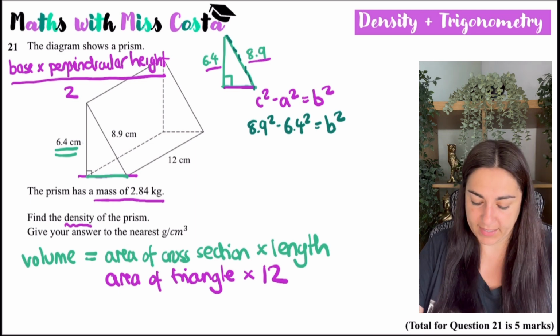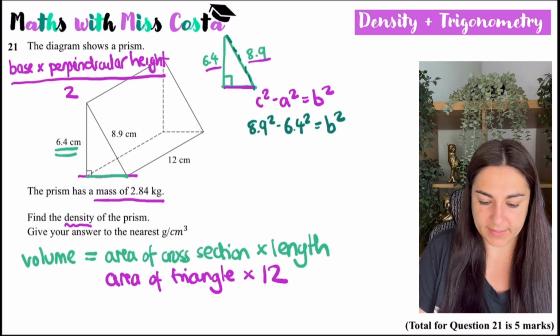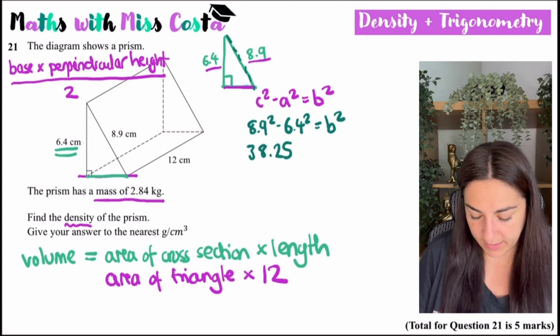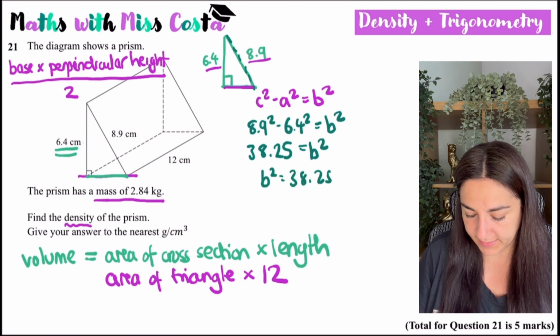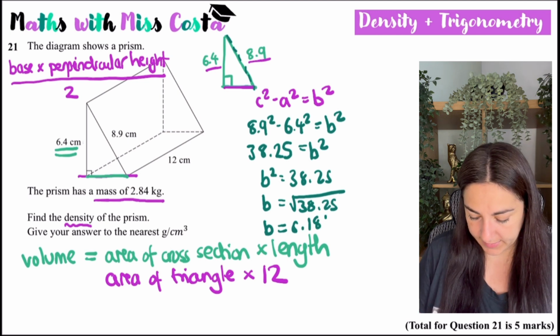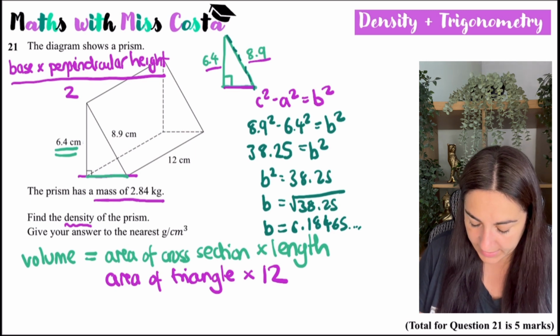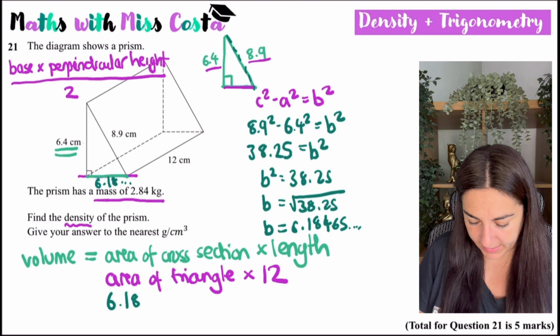So let's just type that into a calculator. 8.9 squared take away 6.4 squared is 38.25 equals b squared. And therefore, if b squared is 38.25, b is going to be the square root of 38.25. So I just write the square root of answer is 6.18465. So therefore, the area of the triangle is going to be, so I figured out that this length here is 6.18. So I'm going to do 6.18.